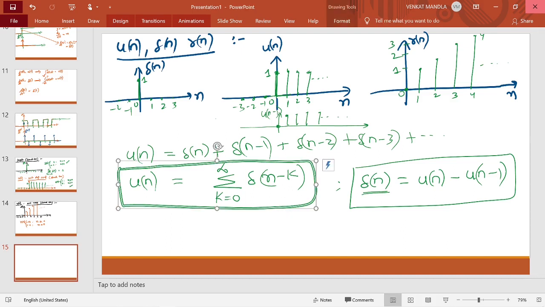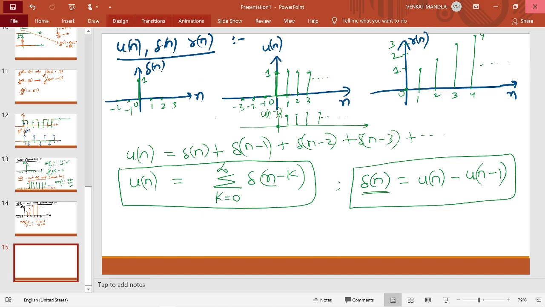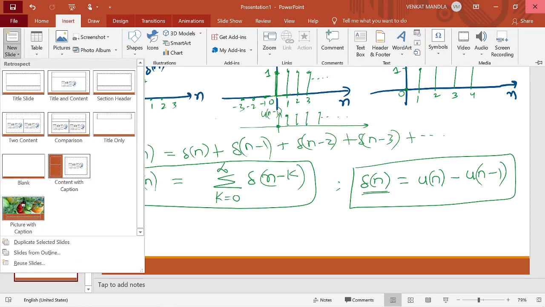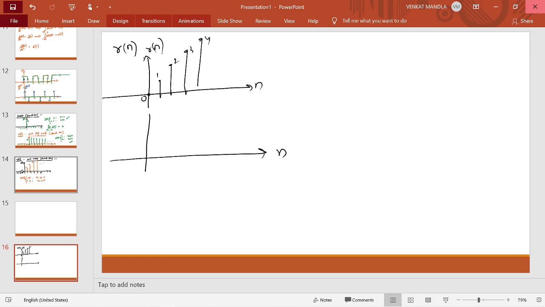Similarly, R of n to U of n. So R of n, how to represent R of n? One, two, three, four, R of n, and I will represent R of n minus 1. R of n minus 1 means the signal shifted to the right side by 1 unit. We will discuss that. Don't worry at this time. So n minus 1 means this entire signal shifted to the right side by 1 unit.